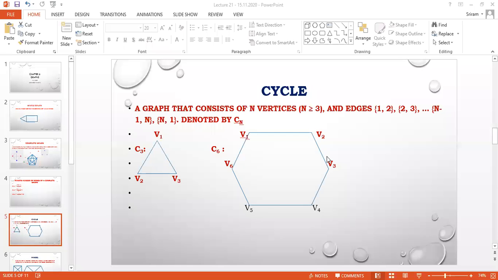See, I'm having C6. You know that very well. What is the meaning of C6? V1, V2, V3, V4, V5, V6. I have to start from V1 and I have to go with the things.